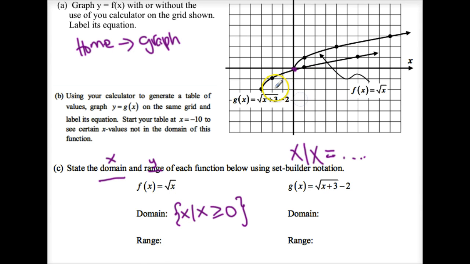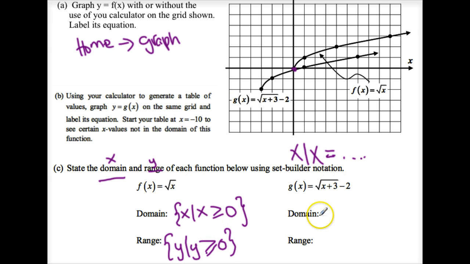Now, what is my range for this section? So my range is my y value. I'm going to be looking up and down, my vertical line here. So it starts at 0, and then notice again, it goes up and up and up, and the arrow means it goes on forever. So my range is going to be y such that y is greater than or equal to 0 as well. This does not always happen, and we'll see that in the second example. It's not always going to be the same thing.